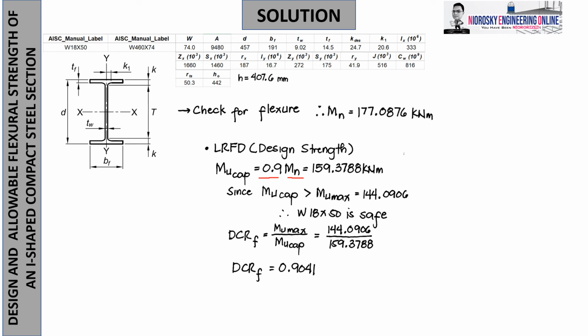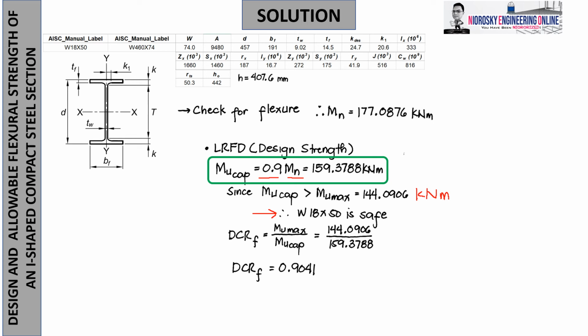So, we will get 159.3788 kilonewton meter. So, this is the answer for the strength requirement or the flexural strength of the material under design condition. So, LRFD yung sagot diyan. Ngayon, to compute for the demand capacity ratio, before we move on to that, since nakita natin na yung Mu capacity natin is more than Mu maximum, na yung Mu maximum natin based sa bending diagram is 144.096. So therefore, we can safely say that this W18x50 is safe for LRFD design.